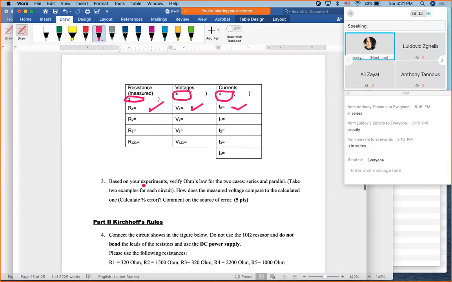All right, based on your experiment, verify Ohm's law for the 2 cases, series and parallel. Take 2 examples for each circuit. You take R2, you take V2, you do the ratio. Do you get I2?